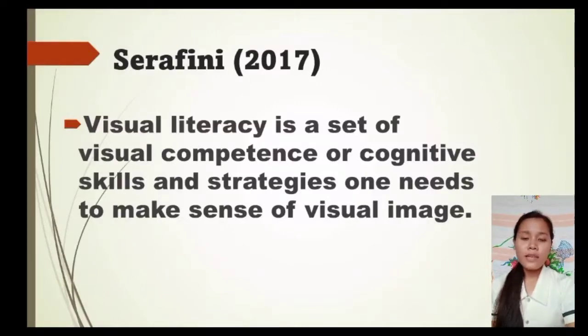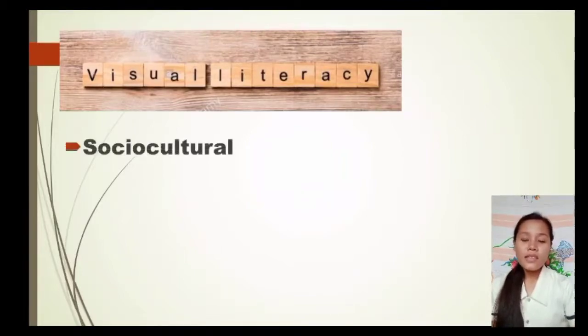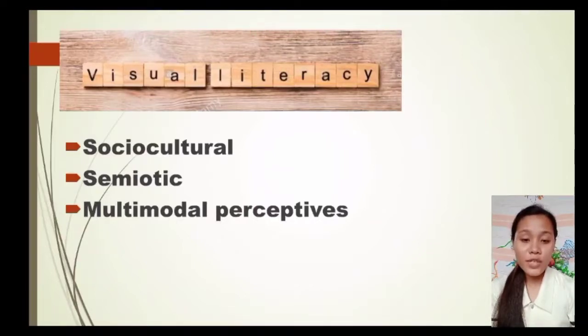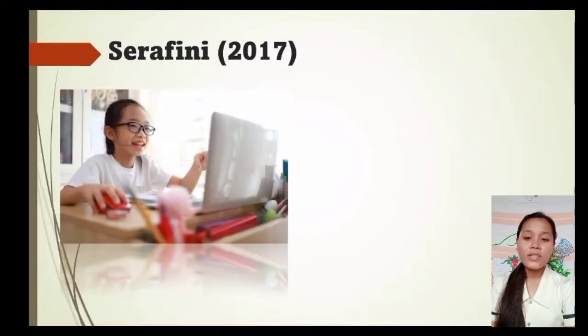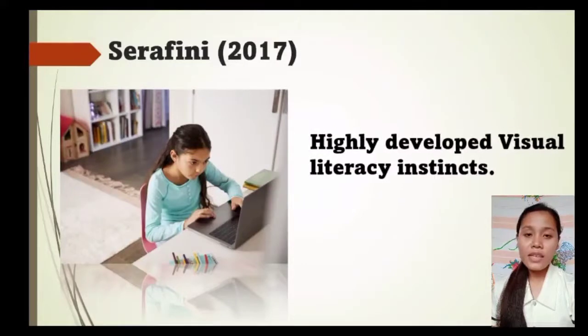Theories of visual literacy can be integrated across disciplines. Therefore, visual literacy is now incorporated with socio-cultural, semiotic, critical, and multimodal perspectives to understand the meanings that are potential in verbal and visual ensembles encountered in social context. Serafini in 2017 explains that digital technology has great impact on our understanding of visual literacy, as we now see children growing up with tablets and computers who appear to have highly developed visual literacy instincts.